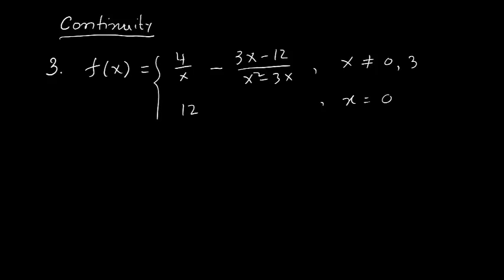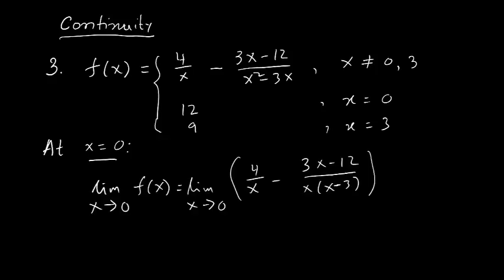This is a piecewise defined function again. So first f of x is defined when x not equals 0 or 3, like this. 4 over x minus 3x minus 12 over x squared minus 3x. Let us look at what happens when x equals 0 at this. You may notice here that when x goes to 0, this part is infinity, and then minus I have some other here. So we cannot just put direct, so let's simplify this first.